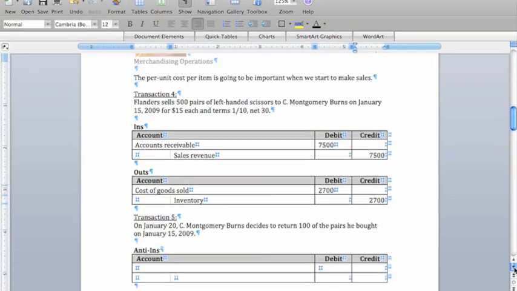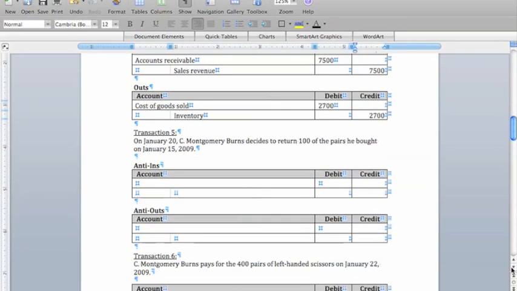Now, transaction 5 says that Mr. Burns returned some of the scissors that he bought on January 15th. And so because of this return, we need to undo the sale that we had initially recorded by recording what I call the anti-ins and the anti-outs. Now let's start with the anti-outs because it's pretty simple.